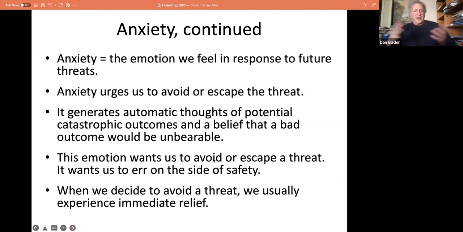Okay, so just as I said, the emotion is in response to future threats, and wants us to avoid or escape. It gives us the automatic thoughts of a catastrophe and that we couldn't possibly bear the negative outcome from the threat, and it wants us to avoid or escape. When we decide to avoid a threat, we usually experience immediate relief.